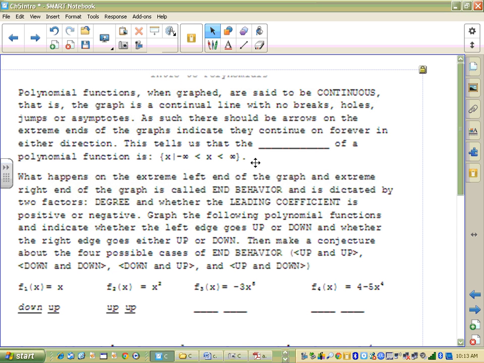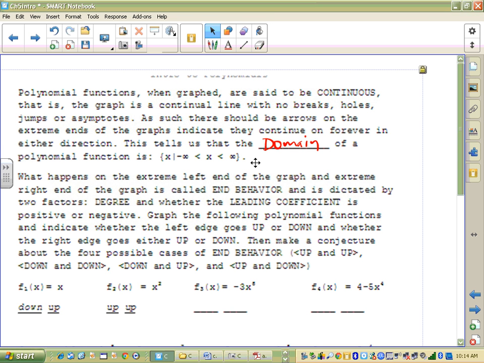As such, there should be arrows on the extreme ends of the graphs indicating, there's a typo, sorry about that, indicating the graphs continue on forever in either direction. This tells us that the domain of a polynomial function is the set of all x's. Well, all the x's that are possible are from -infinity to positive infinity. Hopefully you remember the definition of what that is, all the possible x values of a function. That's its domain. So that's what we're looking for on that first blank.